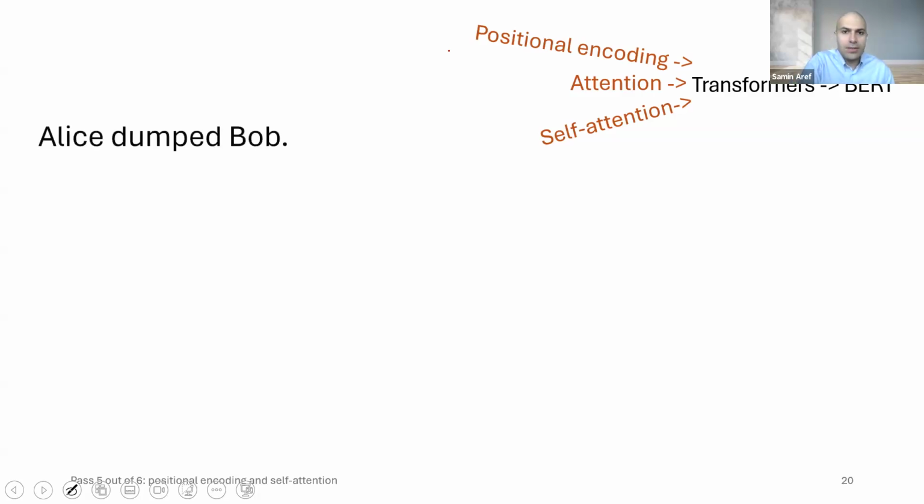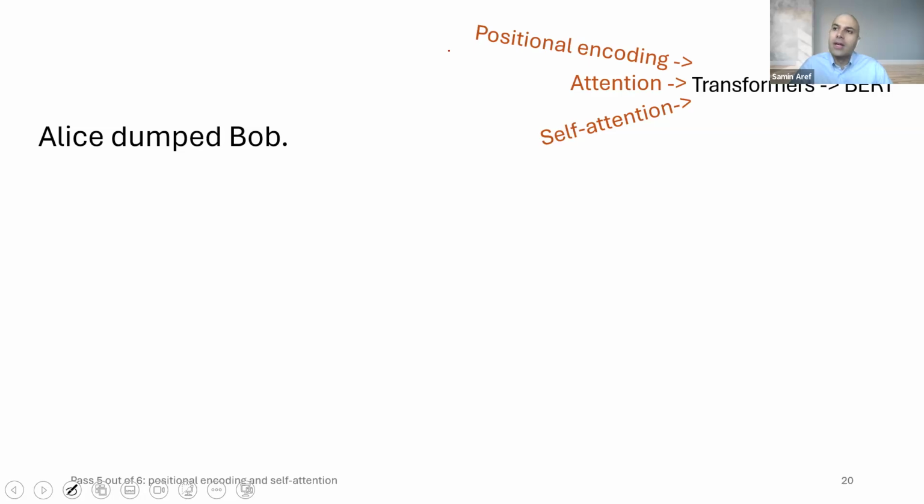So let's look at this sentence, Alice dumped Bob. Alice and Bob are names I've used for hiding the identity of two of my friends who used to be together. And if you talk to Alice, she will tell you that the order of the words matters a lot in this sentence. So it was Alice who dumped Bob, not the other way around. So in order to process this input properly, we should incorporate the order of the words in the sentence. And positional encoding is a very intuitive idea for incorporating the order of words in the input.